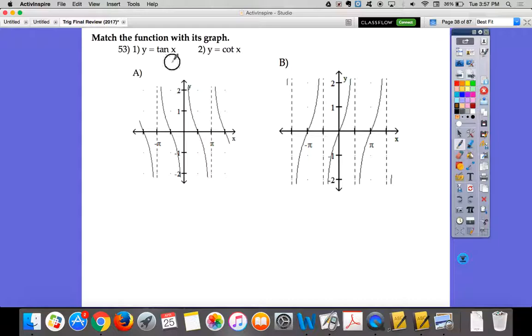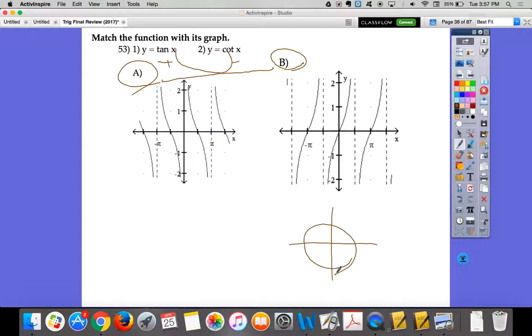Tangent has a positive slope. Cotangent has a negative slope, so that makes this easy. Okay, so tangent is going to be B and cotangent is going to be A. All right. Keep in mind, you could think unit circle if you needed to.